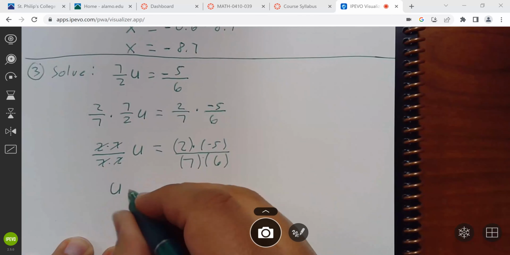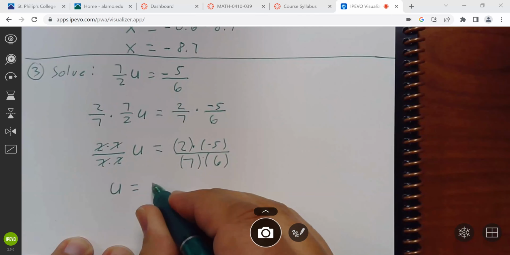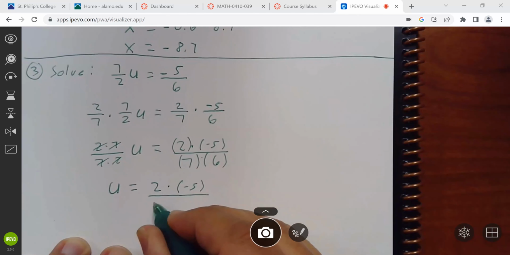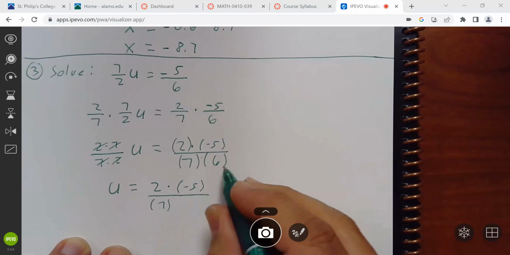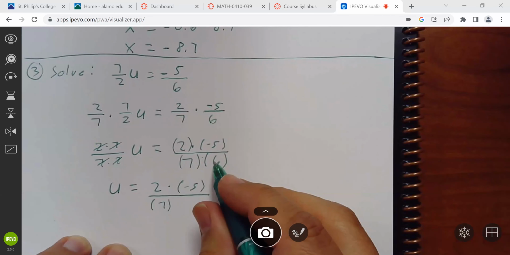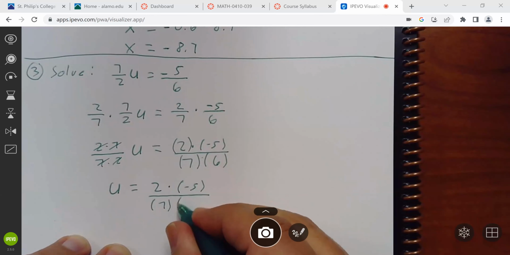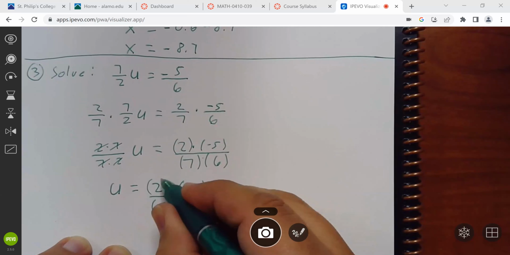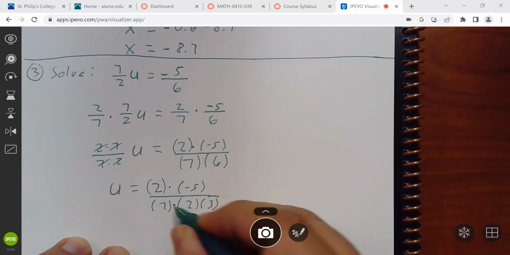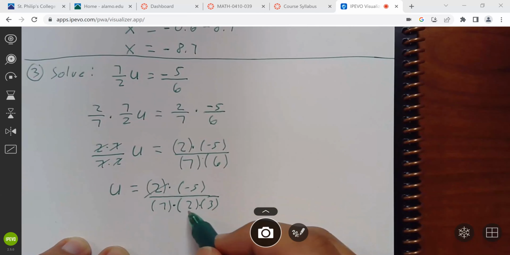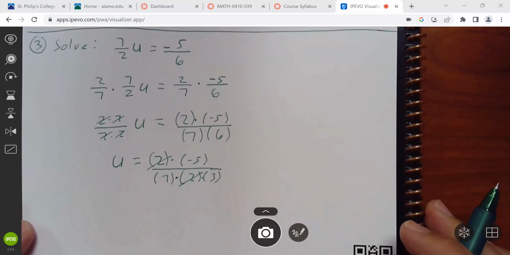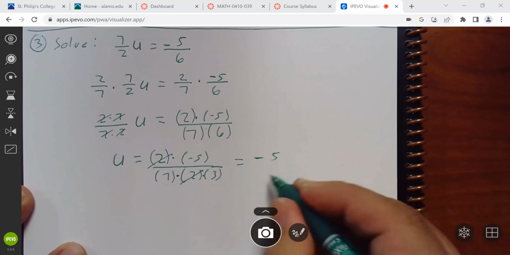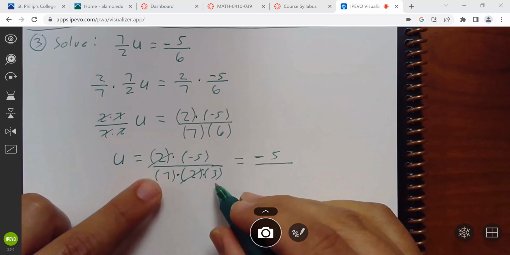Reduce the fraction before you multiply. You see any common terms? Let's see if we can find one. What are the prime factors of 6? 3 and 2. It reduces, right? Now we've got negative 5 over 7 times 3.